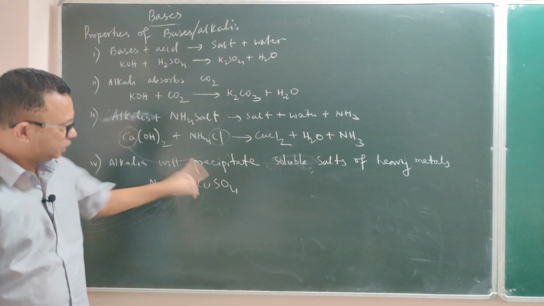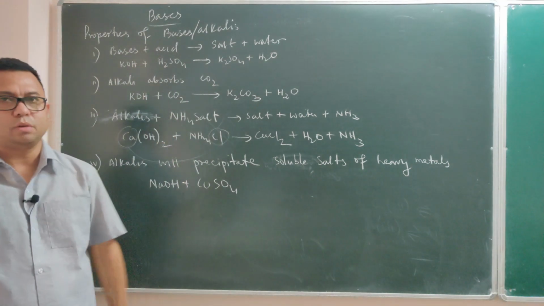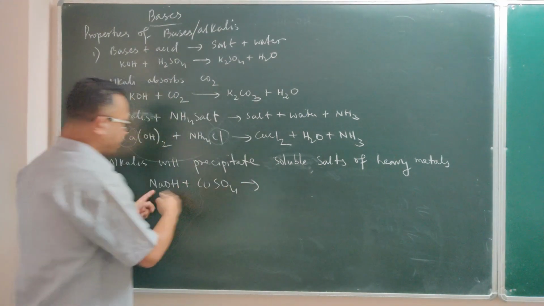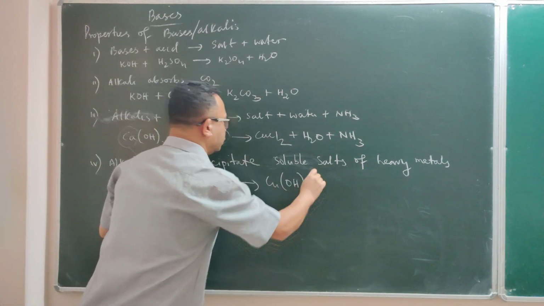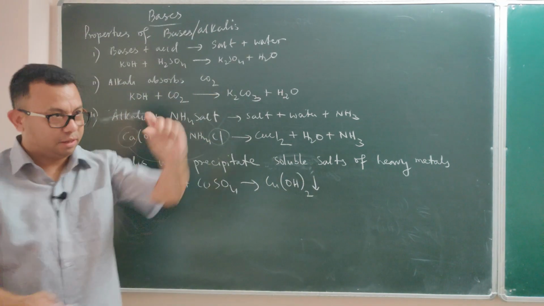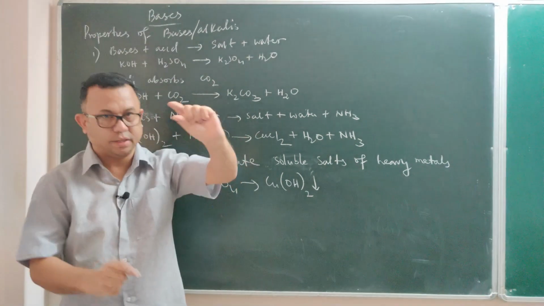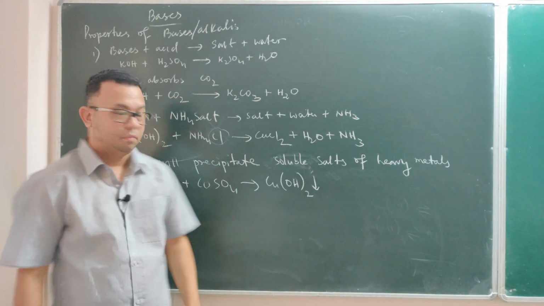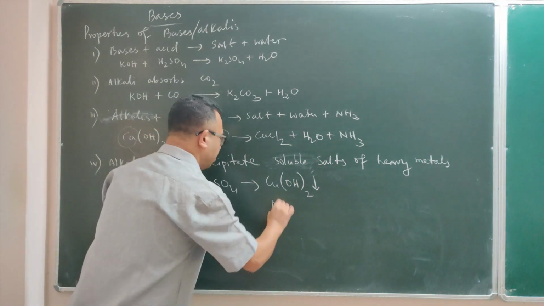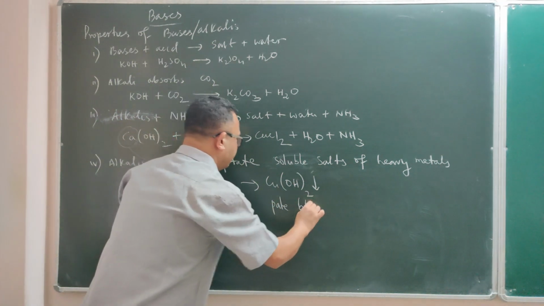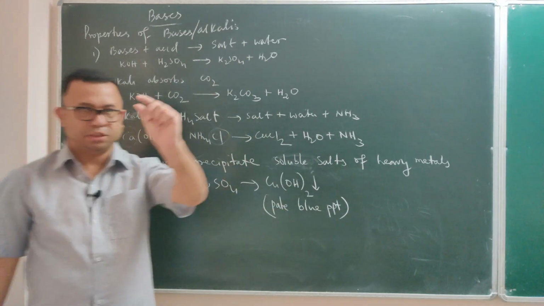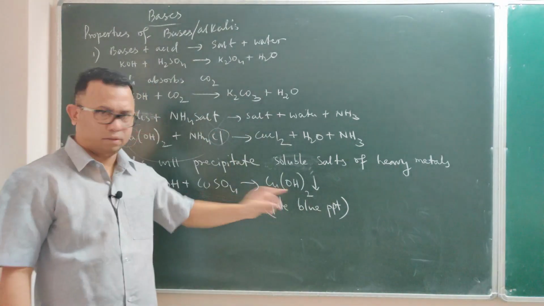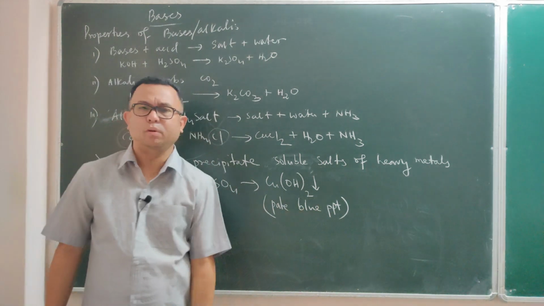When you add this into this, even when 2-3 drops are going in, immediately the reaction between the two takes place to give you copper hydroxide. This copper hydroxide is the precipitate. Immediately a curdy kind of substance is formed inside the test tube, and it is a pale blue precipitate. That curdy substance will be pale blue in color.